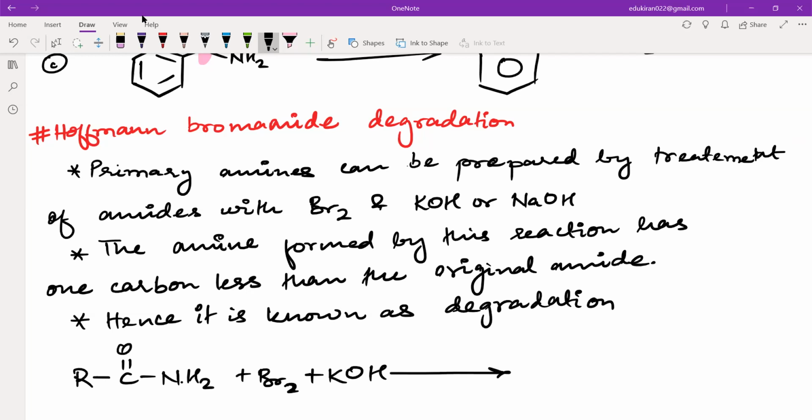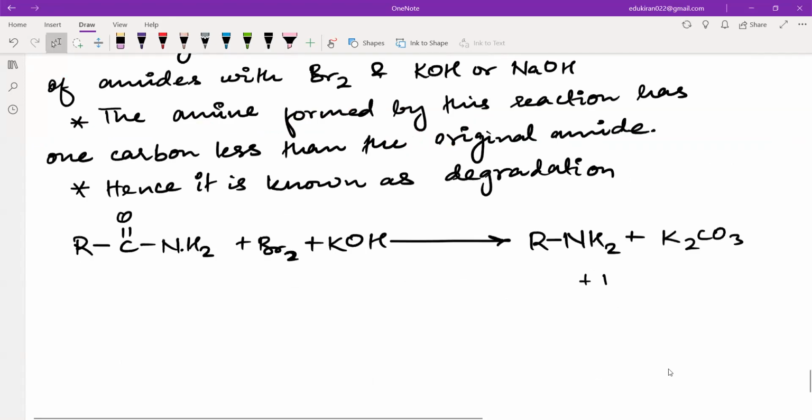So what is going to happen? R NH2 directly, and this CO will just leave. So you will get R NH2 plus the byproducts K2CO3, KBr, and water. So the important product for us is RNH2.